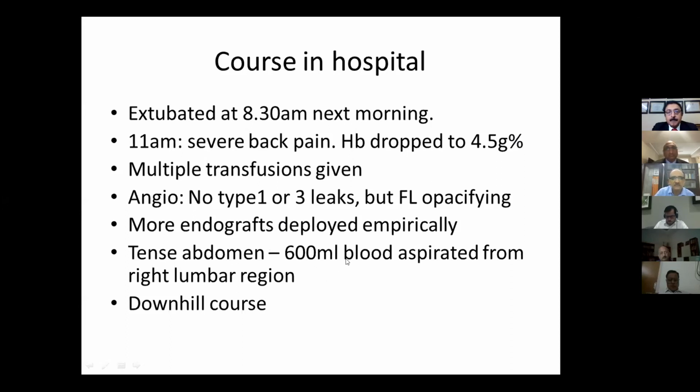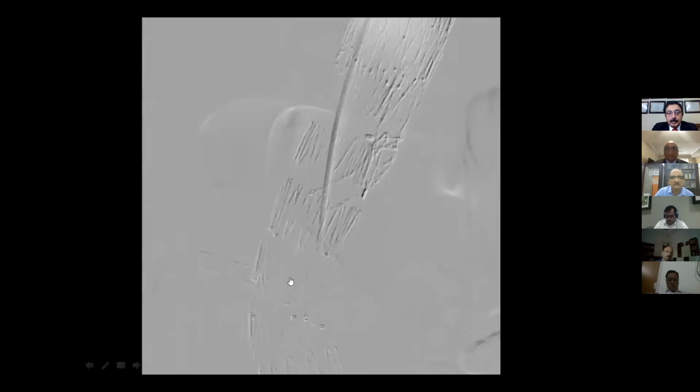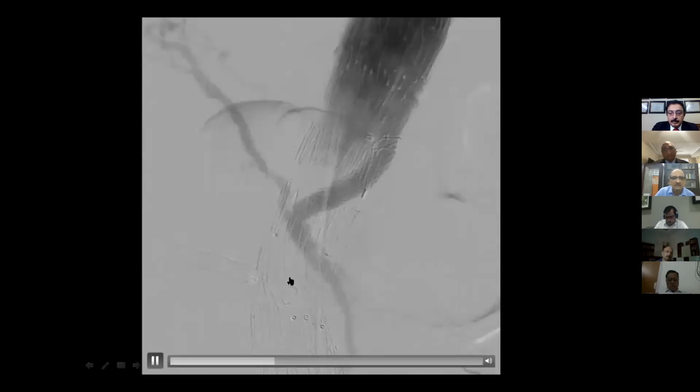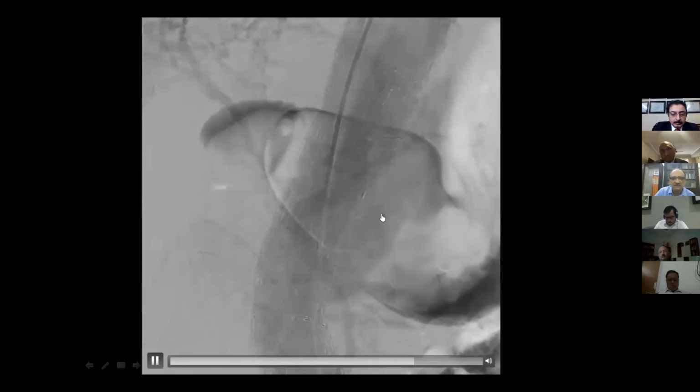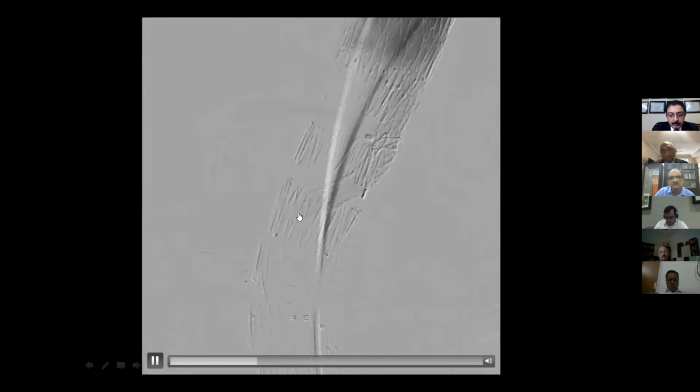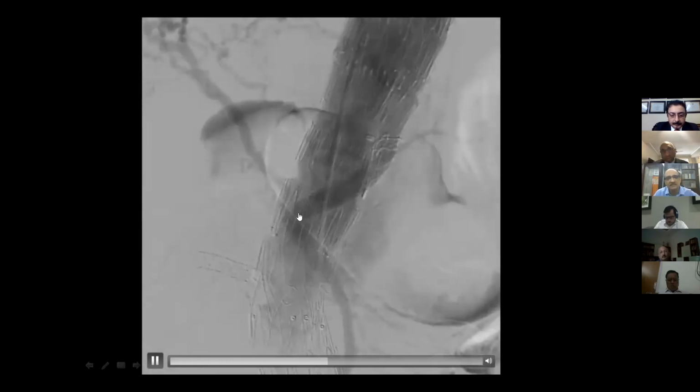But she kept bleeding and kept going downhill. Her abdomen became tense. There was a lot of blood that we could aspirate from the abdomen, and did yet another angiogram. And you can see this false lumen is still filling, but at that time, we couldn't figure out how it was filling.